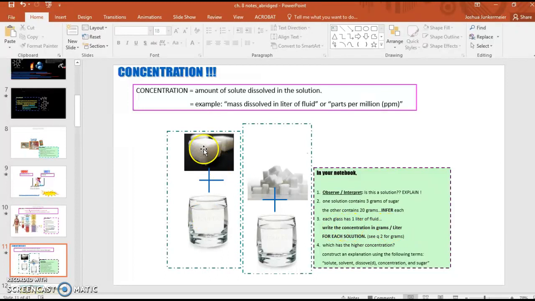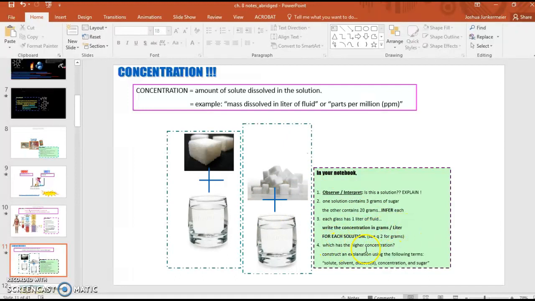So for the left one, you could just put left equals 3 grams, fraction sign, per liter, just like you see here. So the solution on the left would be 3 grams per liter. Now do this one on your own. Remember, it said the right one contains 20 grams. You just have to write it in this form.